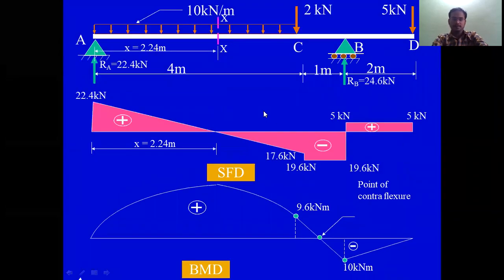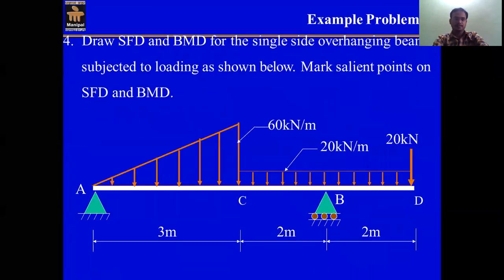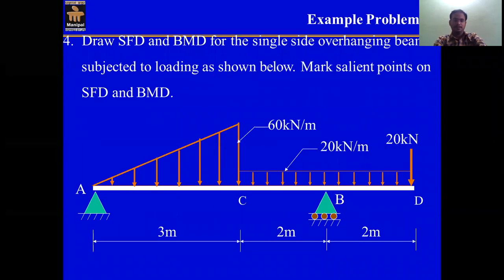We will solve the next problem based on uniformly varying load. We have completed uniformly distributed load and we have seen some problems based on bending moment diagram, shear force diagram and calculation of the point of contraflexure, where the bending moment changes its direction. And now we will see the next problem.